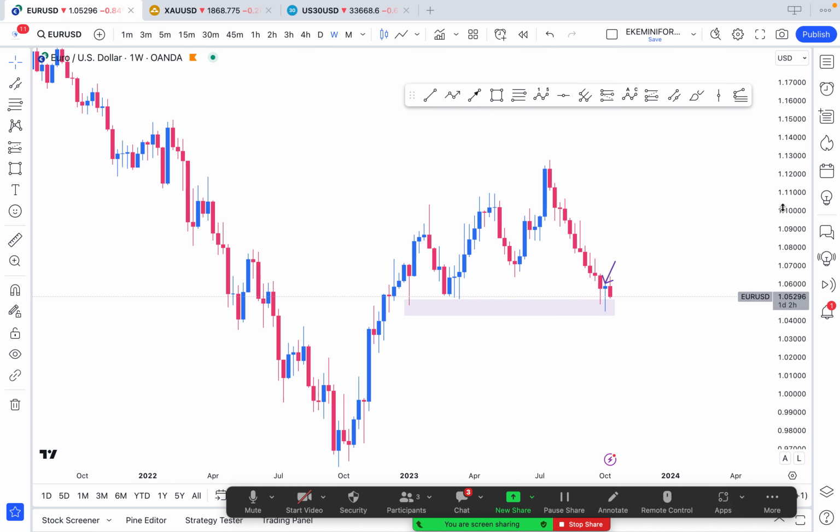Now look at that market. It would have been nice if the price did not break this level. But the market broke below this level. This move, the major move, is always called an impulse move.